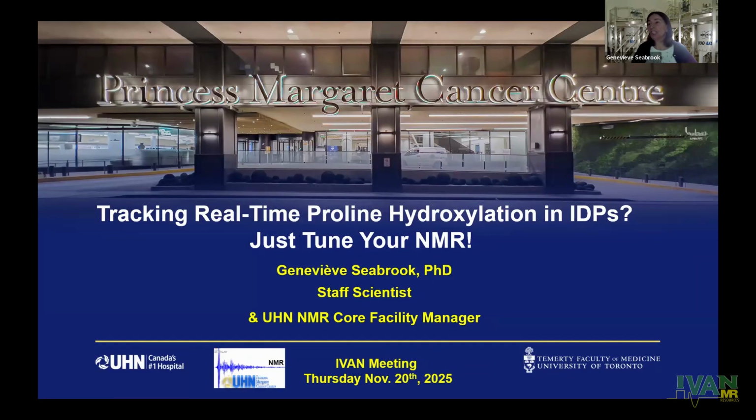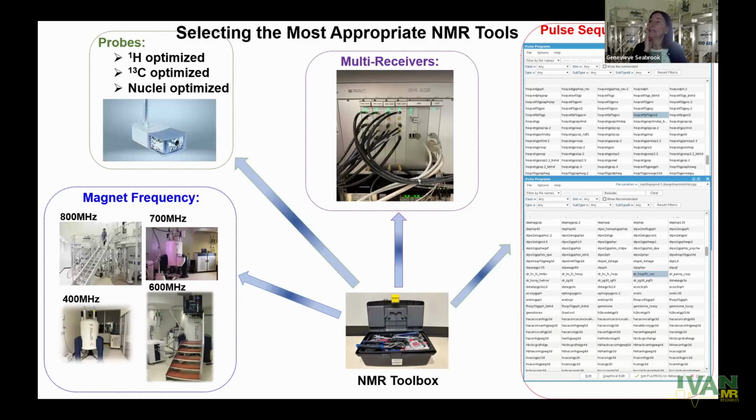So the title of the talk is Tracking Real-Time Proline Hydroxylation in IDPs. But the title of the talk could have been really selecting the most appropriate NMR tool. So whether you are in a chemistry lab or a bio-NMR lab, we all have multiple frequency magnets. We also have several probes, whether they are proton optimized, carbon optimized, nuclei optimized, whether they are cold probe or room temperature probe. We also have the receivers. You could have one, you could have four.